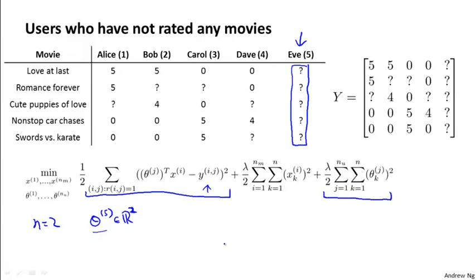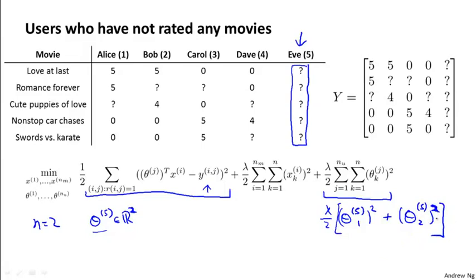And so we're saying that we want to choose vector theta 5 so that the regularization term is as small as possible. In other words, we want to minimize this lambda over 2 times theta 5 subscript 1 squared plus theta 5 subscript 2 squared. So that's the component of the regularization term that corresponds to user 5.